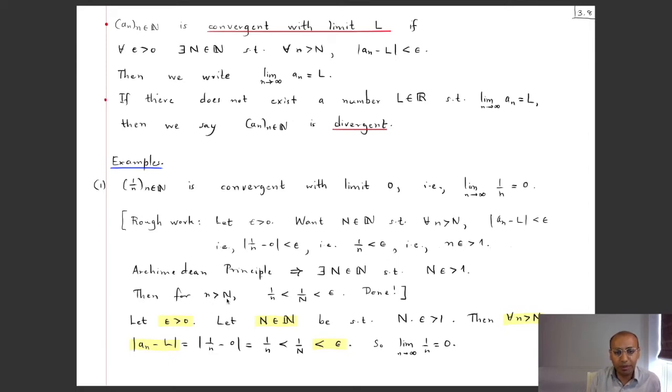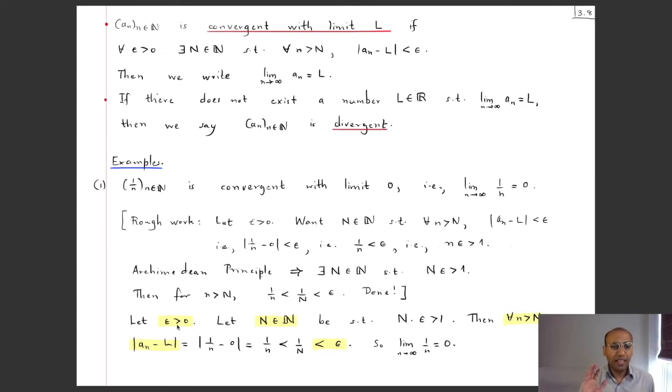So for little n bigger than capital N, I have that 1 by little n is less than 1 by capital N. And thanks to this, 1 by capital N is less than epsilon. And so I've got that 1 by n is less than epsilon, as I wanted. So right now we are still at the rough work stage, where we have the strategy that given an epsilon, I know a method of producing this capital N such that it does the job. So now we write down the proof properly.